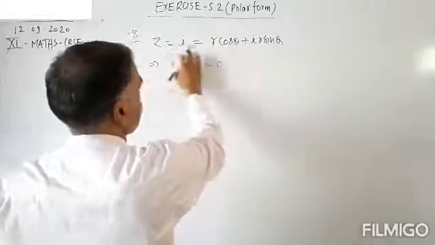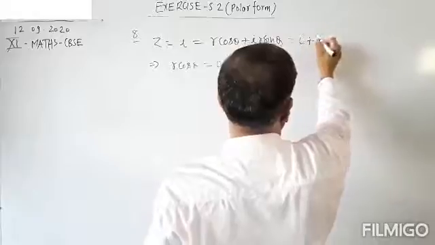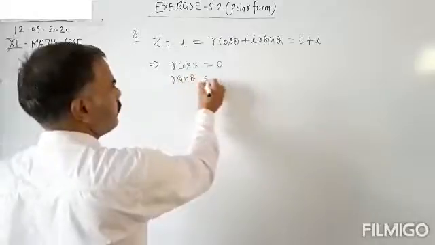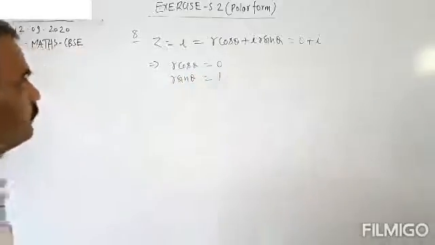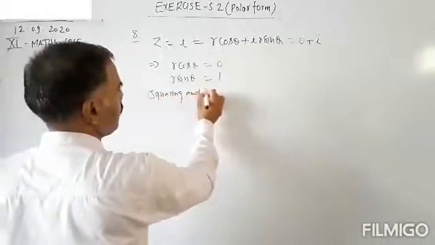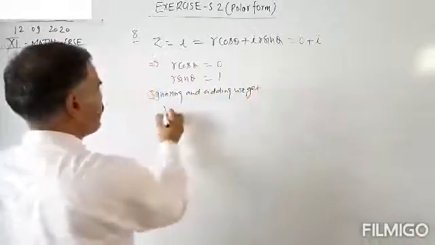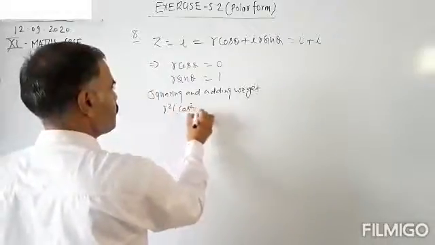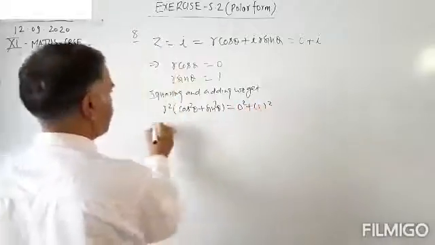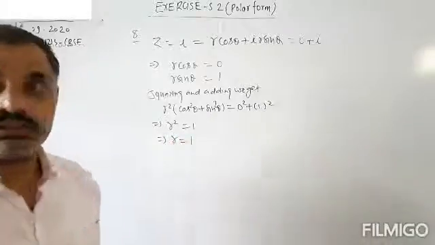There is no real part, so this can also be put in the form of 0 plus iota. So r cos theta equals 0 and r sin theta equals 1. Now squaring and adding, we get r square into cos square theta plus sin square theta equals 0 square plus 1 square, which means r square equals 1, so r equals 1. So the magnitude is equal to 1.